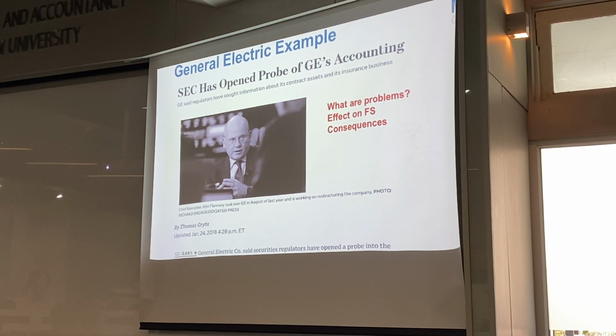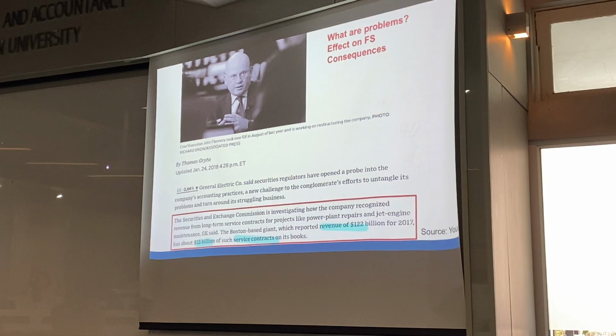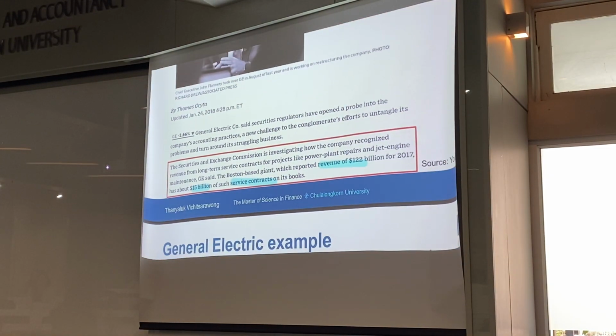It was caught by the SEC on revenue recognition again, right? Here you can see that the SEC investigated and showed that the company recognized the revenue from long-term service contracts for the projects. Okay, that's for the power plant, right? And this is the reported revenue. And part of this reported revenue, it has this 15 billion of service contracts on its books. Right? So after reading this, do you feel like there is any problem with this?